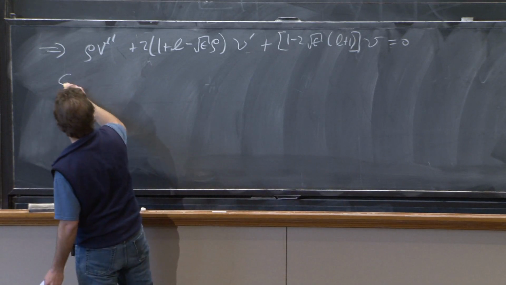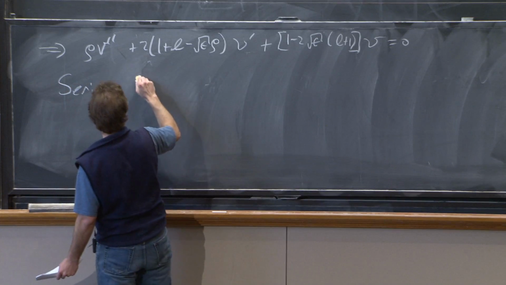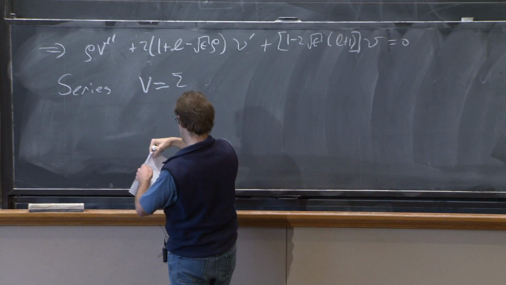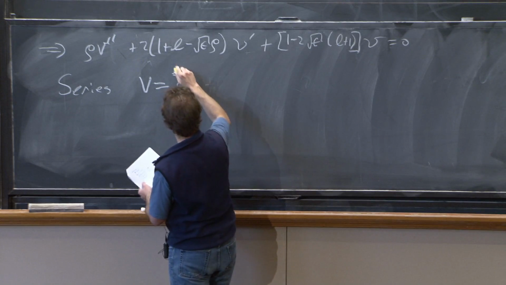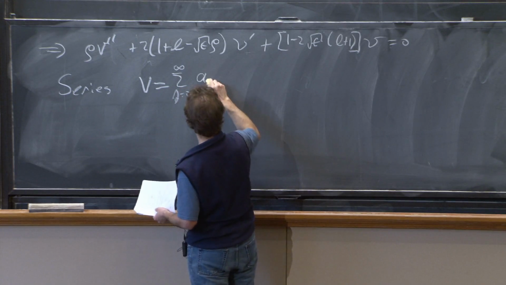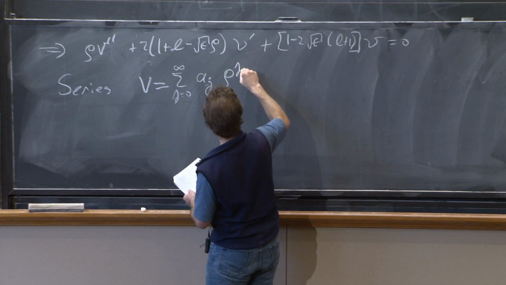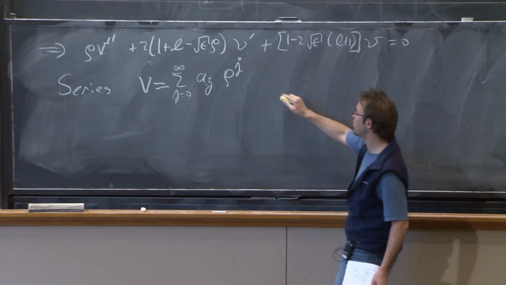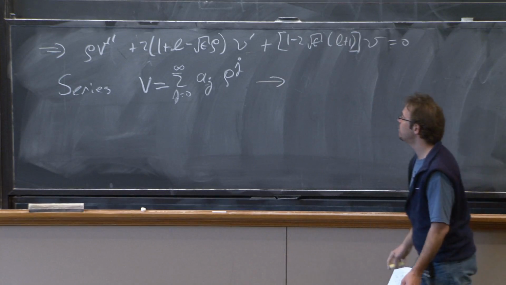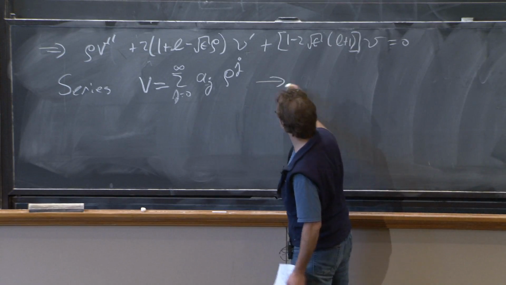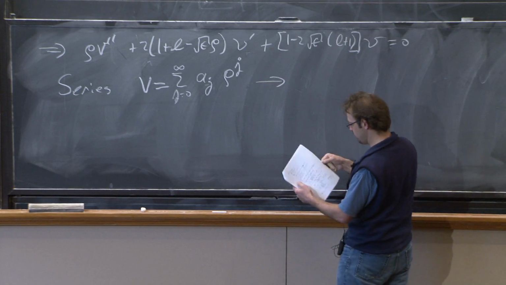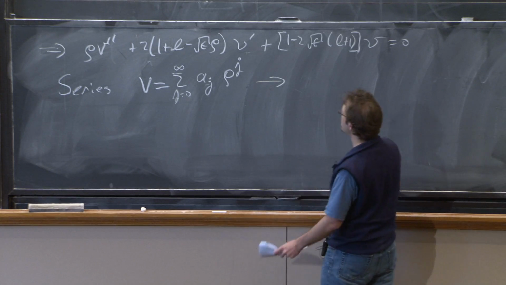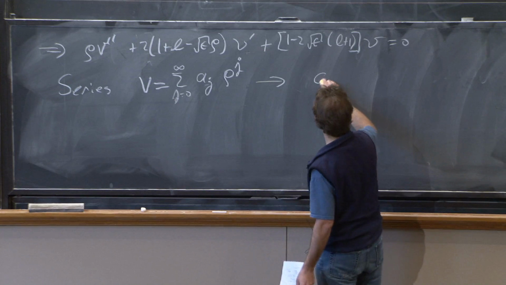And we do a series expansion. V is equal to the sum from j equals 0 to infinity of a sub j, rho to the j. Plug this in here, just like in the case of the harmonic oscillator equation, and get a series expansion. And the series expansion has a solution, which gives a sub j plus 1.